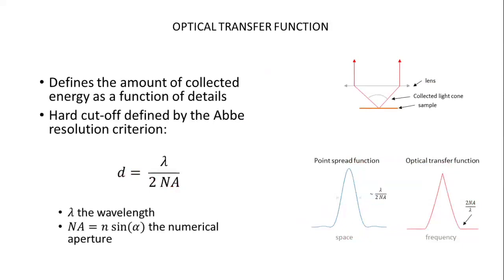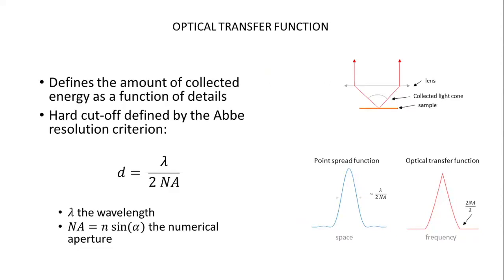All right. What that means is, if you have a point-like object, like a single fluorescent molecule, and you image it, you get this distribution in space, and the width of that is this resolution limit, of the order of 200 nanometers or so.